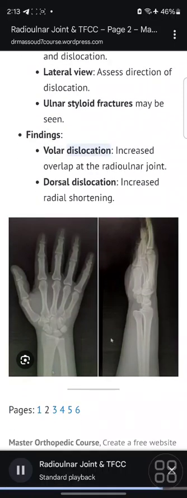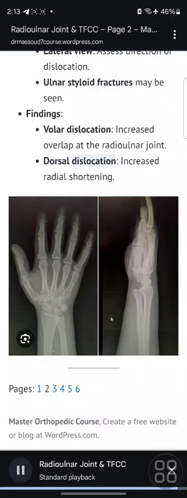Findings. Volar dislocation. Increased overlap at the radioulnar joint. Dorsal dislocation. Increased radial shortening.